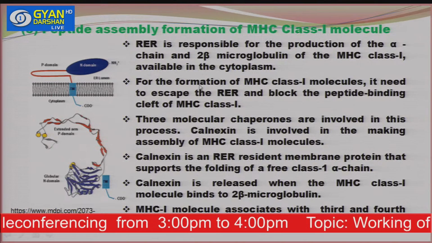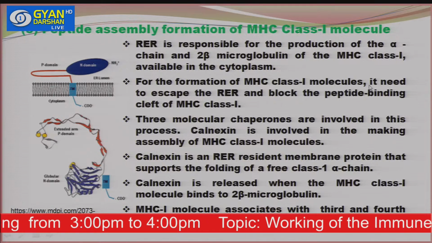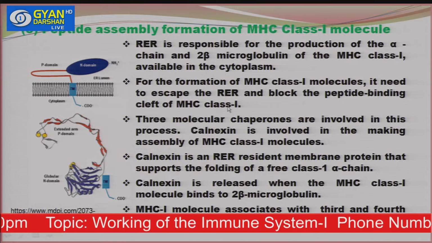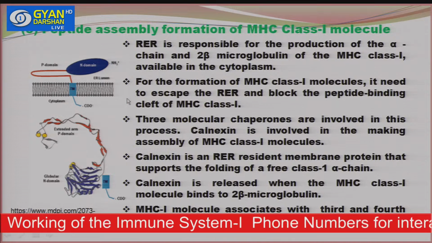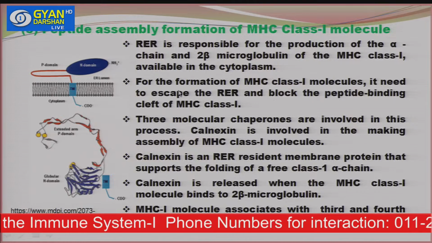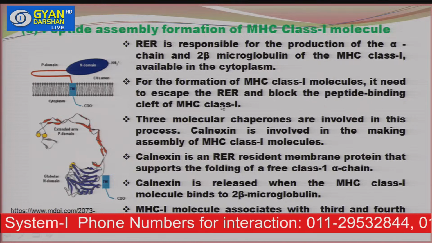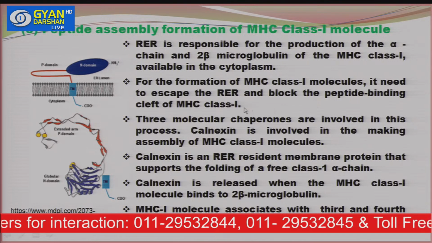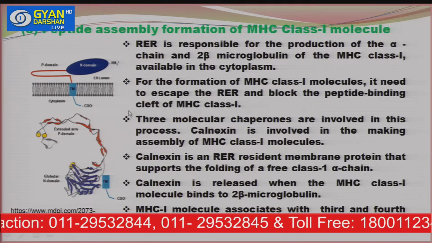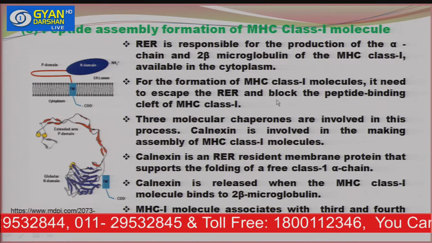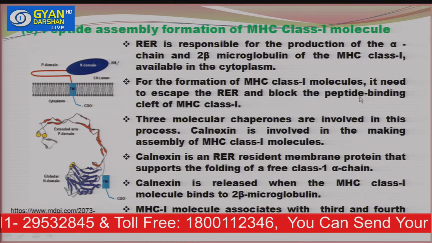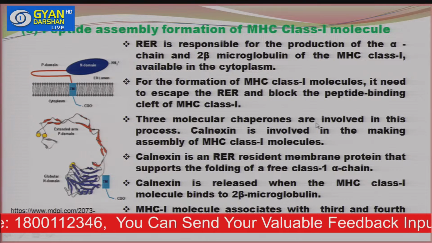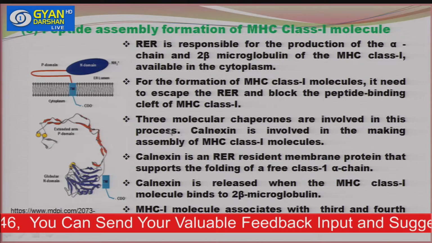For the formation of the MHC molecule, it first needs to enter the endoplasmic reticulum and block the peptide binding cleft of the MHC. Here is a very important part, known as the peptide binding cleft, which is present in the MHC molecule. It needs to be blocked, otherwise your MHC will not work. And molecular chaperones are involved in this process.